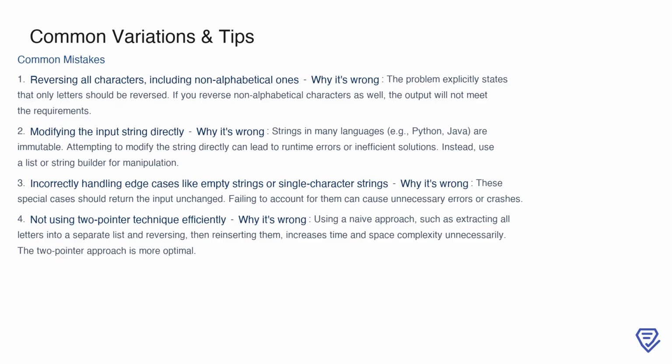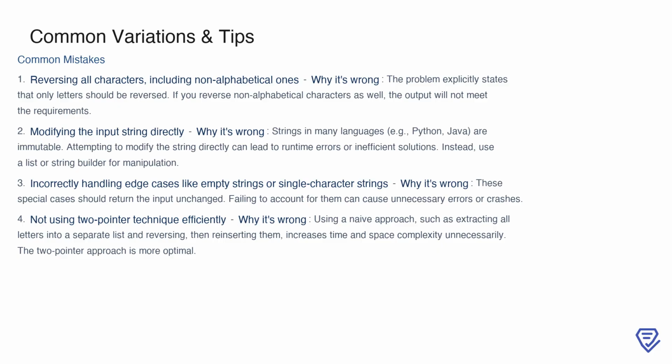Next, modifying the input string directly is another mistake. This happens because strings in many programming languages, like Python and Java, are immutable, so attempting direct modification can result in runtime errors or inefficient solutions. Instead, consider using a list or string builder for manipulation.